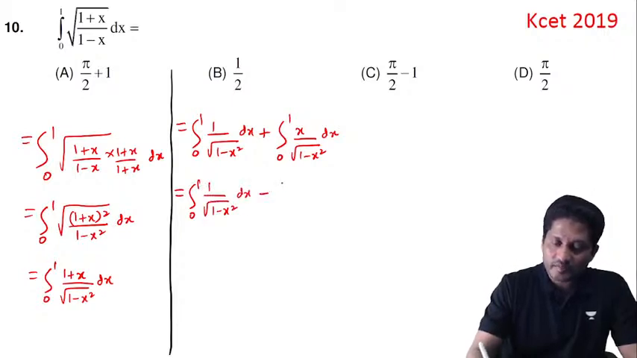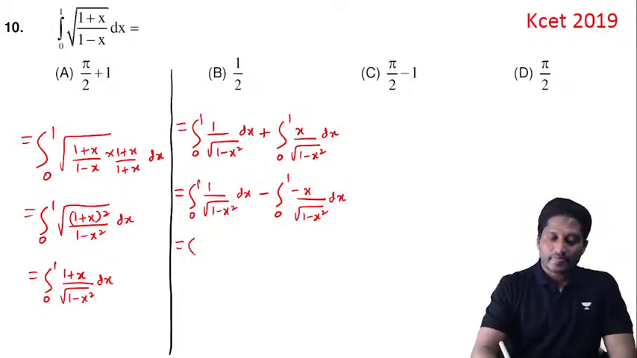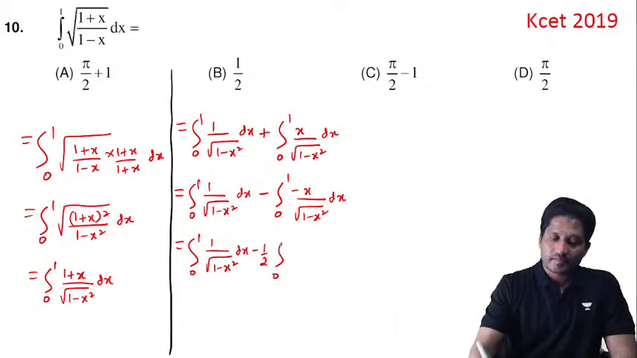I'll write this plus as minus and shift minus inside, both are same. Root of 1 minus x square dx, that minus will become plus. Now this is integral 0 to 1, 1 divided by root of 1 minus x square dx. I'll divide by 2 and multiply by 2. Minus 2x by root of 1 minus x square dx. I'm just dividing and multiplying by 2.